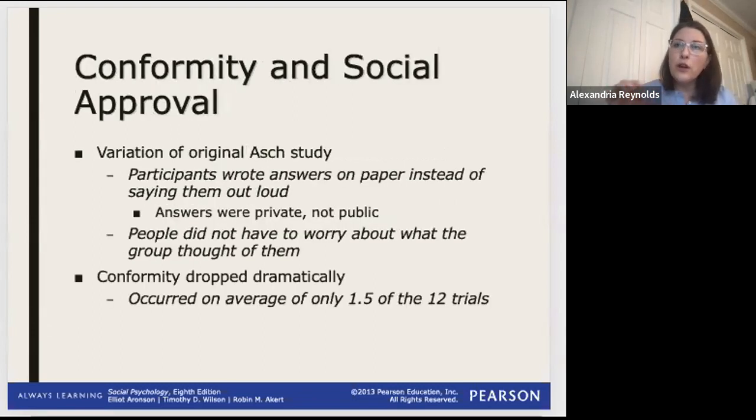Now, when we do variations of this study, for example, and there was a really good comment earlier, if I knew it was anonymous, I would go with the right answer. Okay. When they made the answers anonymous, written on paper versus saying out loud, when the answers were private and not public, very few conformed. Okay. When people didn't have to worry about the likelihood of somebody hearing their answer, they were not likely to conform. And so that conformity dropped to an average of only 1.5 of the 12 trials. Very, very few actually conformed in that situation.